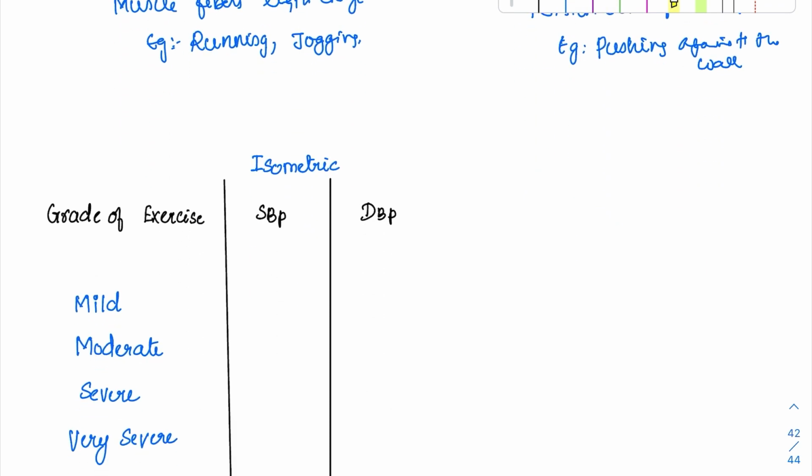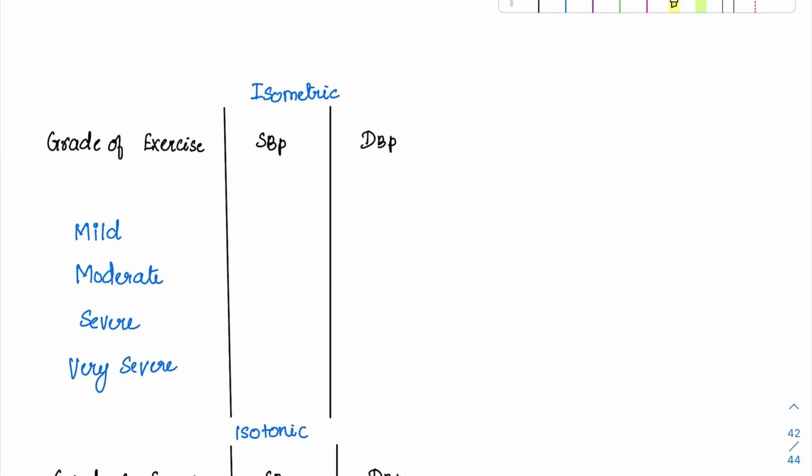Now we should know about the BP changes in isometric and isotonic exercise. First we will discuss the isometric, which is easier to discuss because in an isometric I ask you to hold a hand grip dynamometer. You will keep on compressing and holding it. Here your muscle length will stay constant, but as time progresses the tension in the muscle will keep on increasing. So let's see what happens to the systolic BP and diastolic BP. They change according to the grades of exercise.